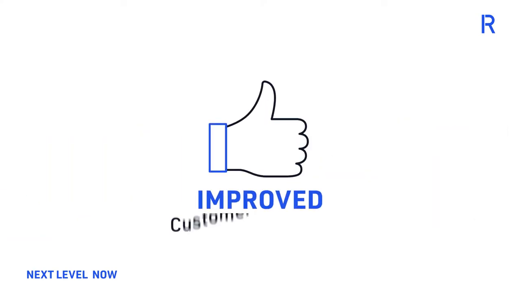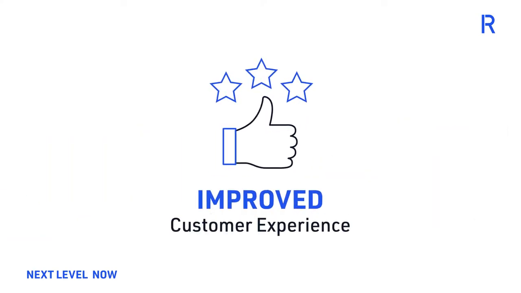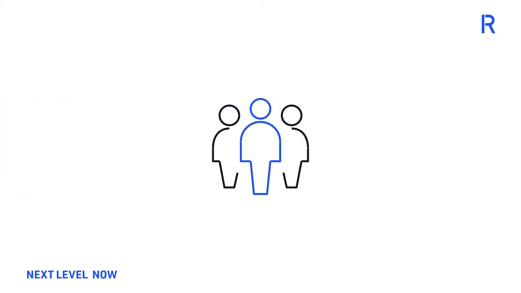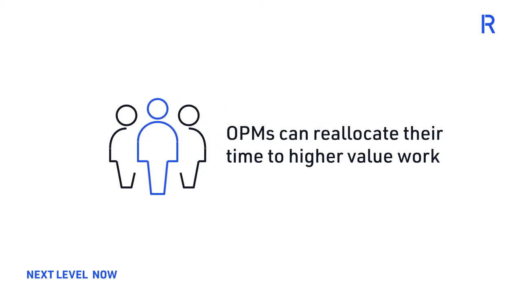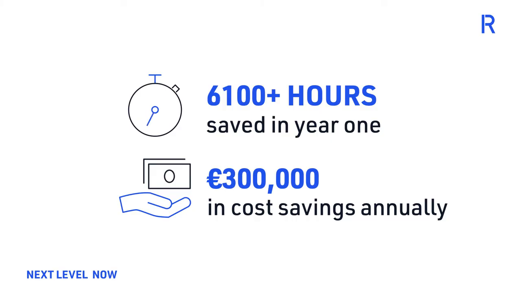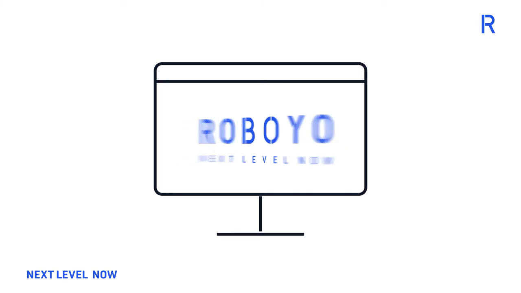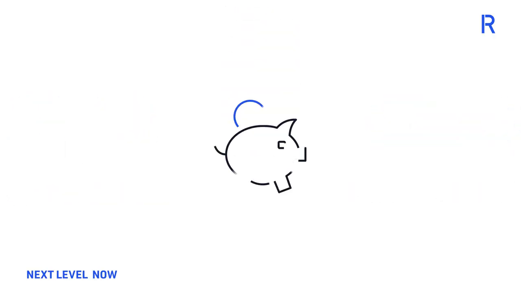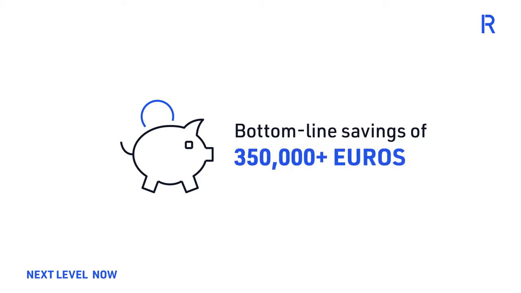This action flow has helped improve our client's customer experience, which suffered from the lack of daily verifications on incomplete orders. Additionally, OPMs are now able to reallocate their time to higher value work. By implementing this action flow, our client saved more than 6,100 hours and 300,000 euros in cost savings in year one alone. With Reboyo's help in maximizing the value of the Celonis platform, our client has now more than 25 execution apps that help employees across the globe analyze, monitor, and automate their business operations, unlocking bottom-line savings of more than 350,000 euros.